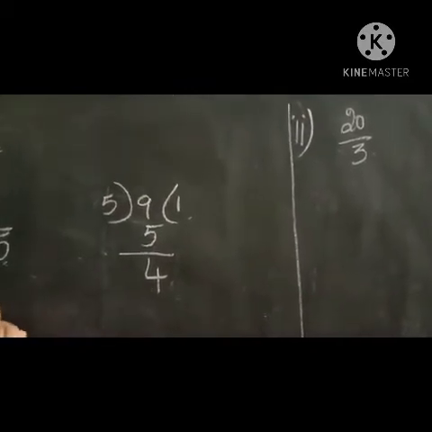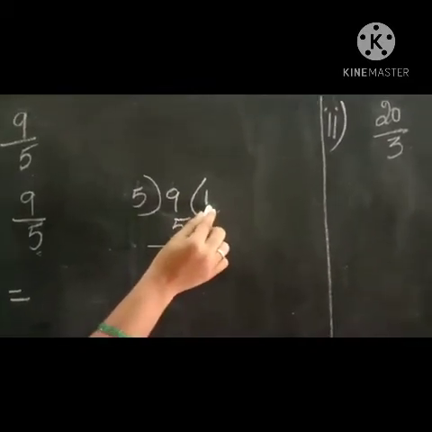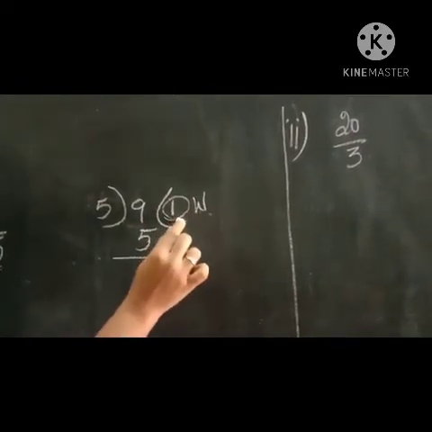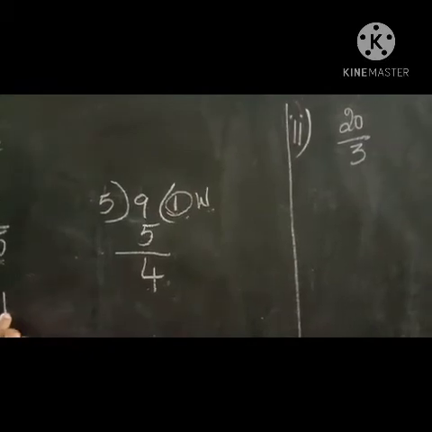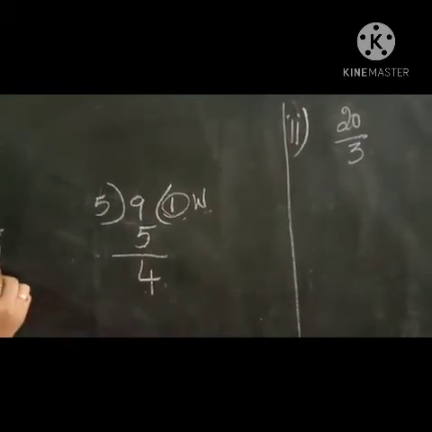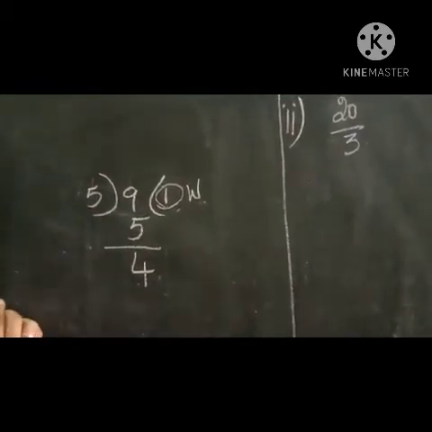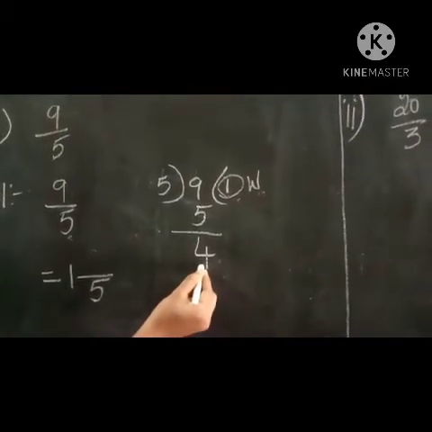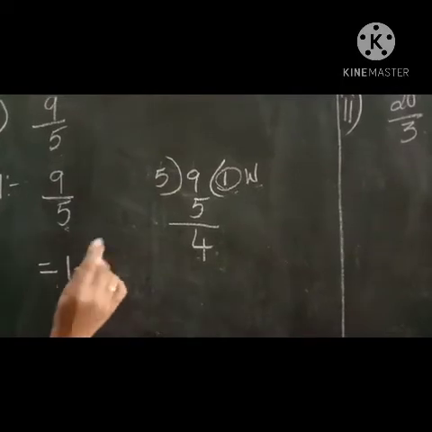See here what we have to do. First, the quotient is there. The quotient part is the whole number. Here we have to write 1. The denominator is constant, so we write the denominator. What is this? Remainder. The remainder is the numerator.